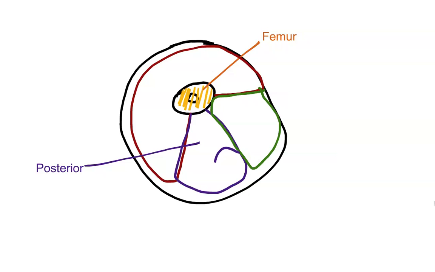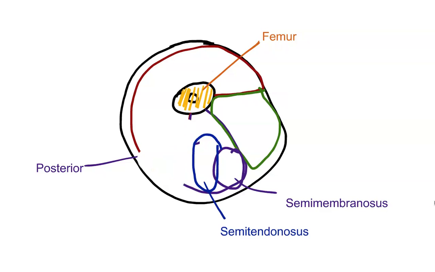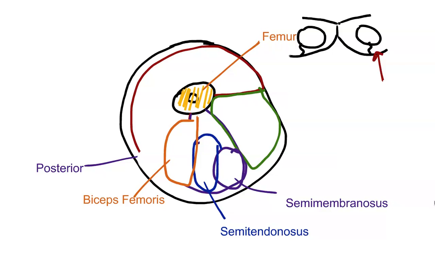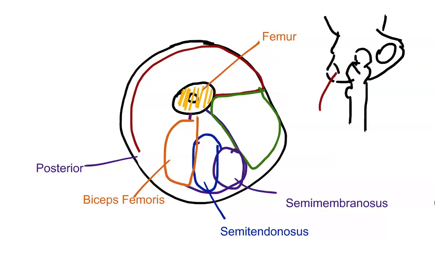These are semimembranosus, semitendinosus, and biceps femoris. Now all of these attach to the ischial tuberosity, which remember is here. The ischial tuberosity is here, at the posterior of the hip bone, this being the posterior compartment.